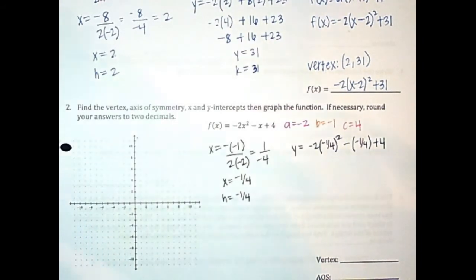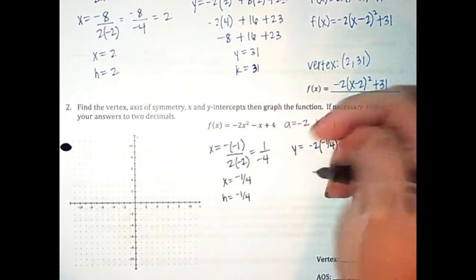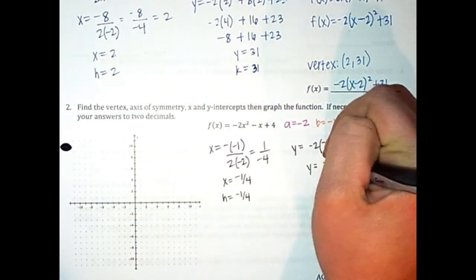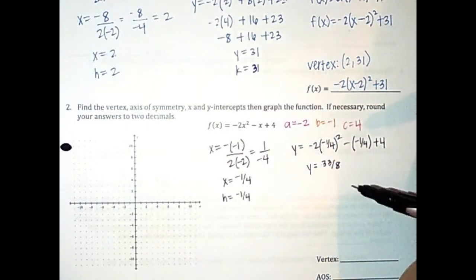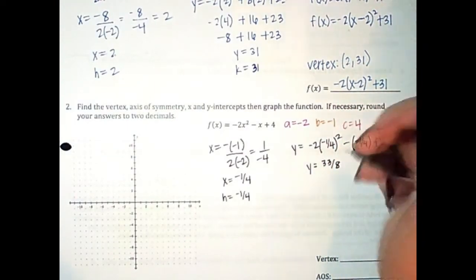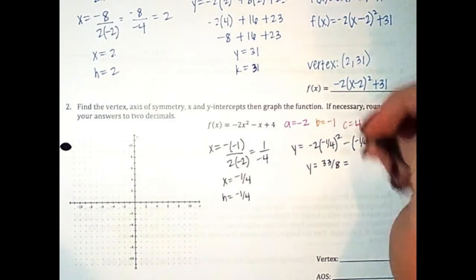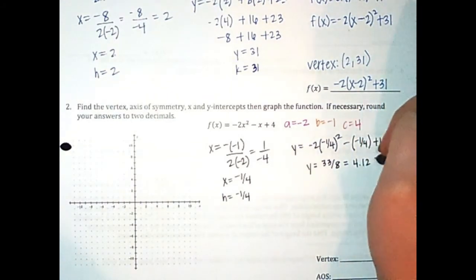So I just plugged that into my calculator. I used -0.25 and solved that. So when I solved, I got 33/8, which is fine if you write it as 33/8, or if you prefer decimal, it would be 4.125.